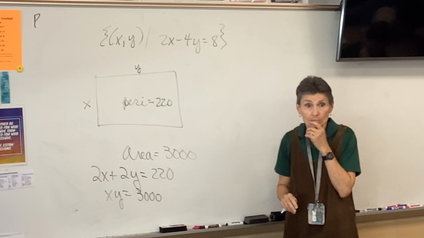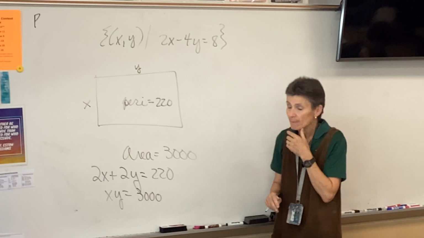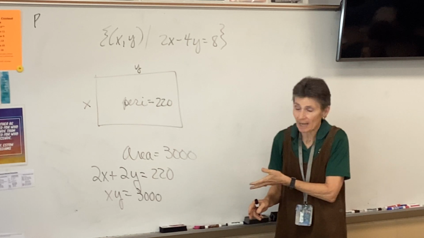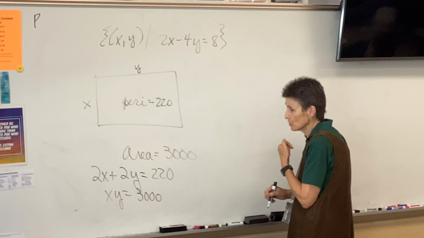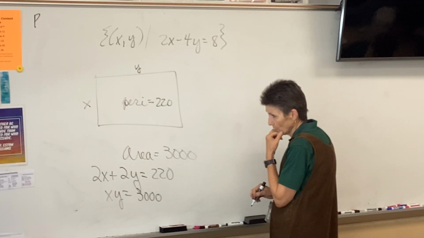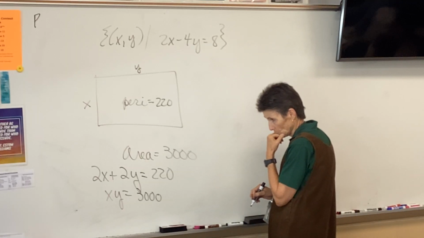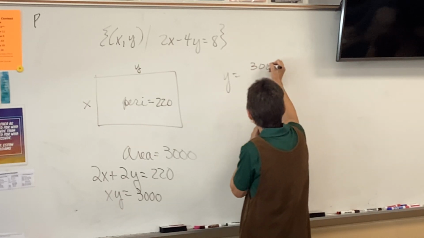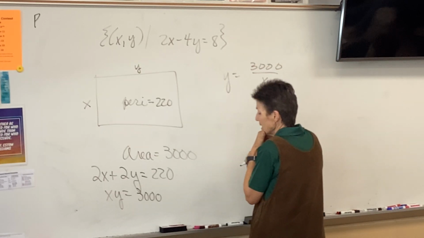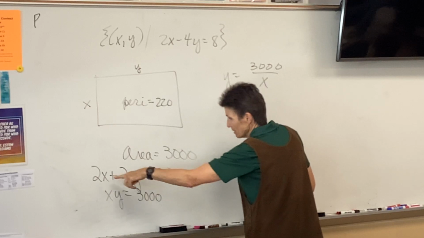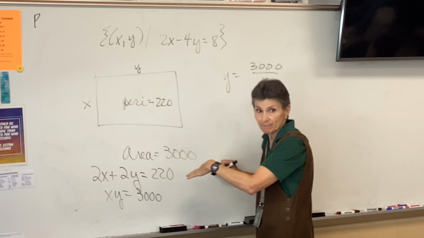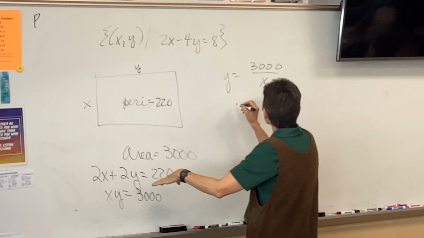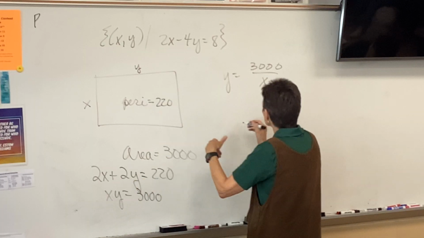I did one substitution. Yeah, I'm an eliminator, but I can't do that here, so I'm going to do substitution too. So what did you do? I just divided 3,000 by x. Okay, so y equals 3,000 over x, and did you leave all those 2's in there, or did you divide them out? Okay, so you could divide them all out, but you didn't, that's fine.